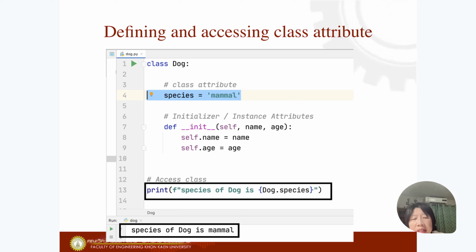Okay, and here we can access the class attribute by using the class name, because that attribute belongs to the class, right? So when we define it, we need to define it outside every method, and when we access it, we use the class name. Here, because we define species as mammal, when we print it out, we get the message species of dog is mammal.